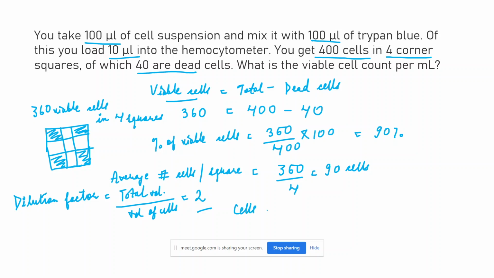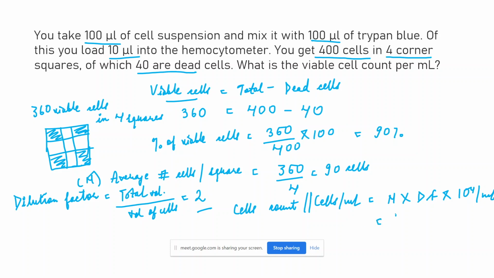Now what is the cell count, or cells per ml? If we put it in the formula, it is the average number of cells, n, per square, times the dilution factor, times 10 to the power 4 per ml. This 10 to the power 4 comes from the fact that we are loading 10 microliter in the hemocytometer.